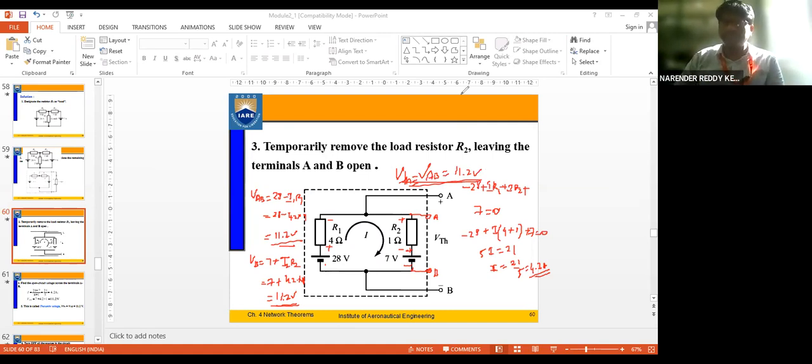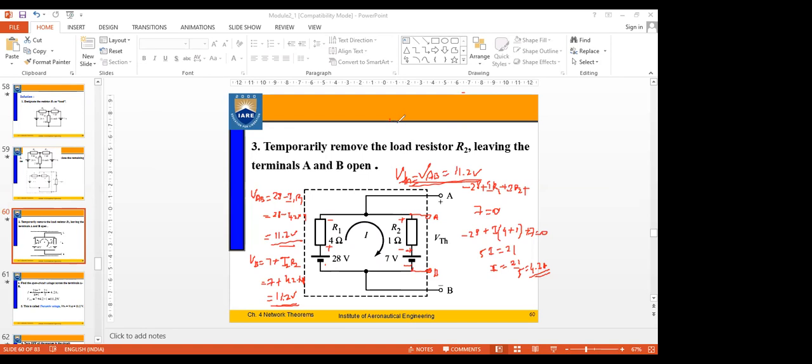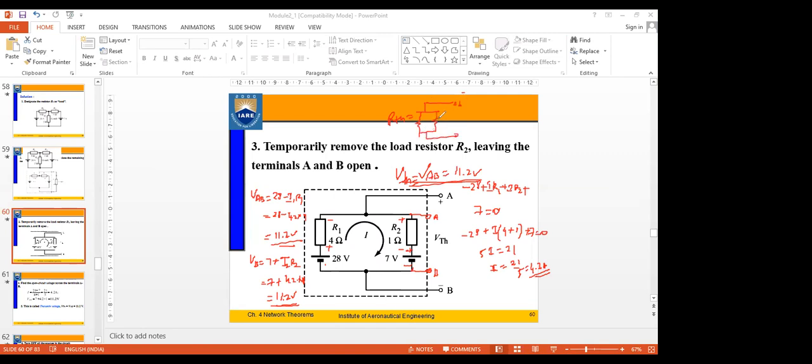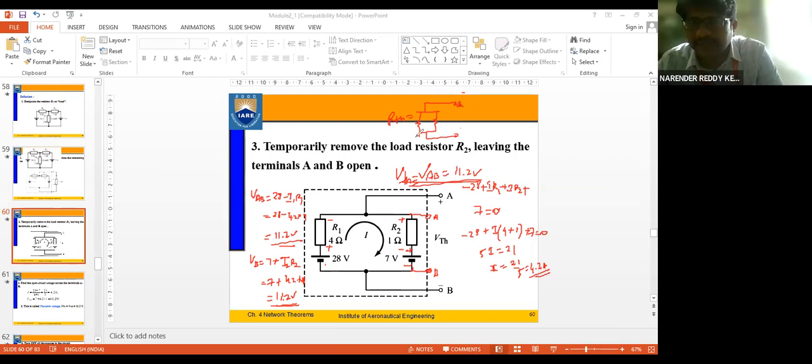Now tell me the value of RTH by directly looking at it. What is RTH? 5 ohms. RTH, what is the equivalent circuit? I shorted the sources, right? This is A, this is B. So this will be the equivalent circuit, 4 and 1. The resistors which were in series now become parallel when I am looking into the circuit from A and B. Why? Because if I have a current flowing in here, it will be divided into two parts.